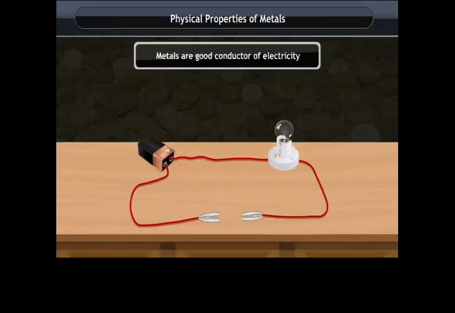Set up an electric circuit as shown here. Collect the metals such as copper, silver and iron pieces. Place the metal to be tested in the circuit between the terminals A and B as shown. Does the bulb glow? Yes. In each case, the bulb glows. Thus we conclude that metals are good conductors of electricity.